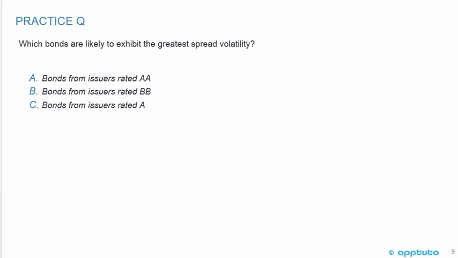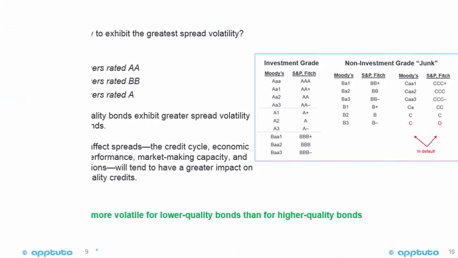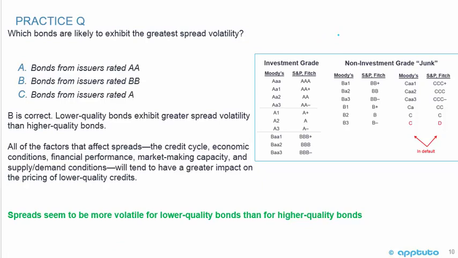Which bonds are likely to exhibit the greatest spread volatility? A, bonds from issuers rated AA. B, bonds from issuers rated BB. Or C, bonds from issuers rated A. This is a nice question to end on because it gives us a little review from a previous LOS in terms of the investment grade, non-investment grade, and how the ratings are for Moody's, S&P, and Fitch. This one doesn't tell you what the ratings are, but it looks like obviously it's using the S&P and Fitch nomenclature because they're talking about AA, which we have here. They're talking about BB, which we have here, and they're talking about A, okay?